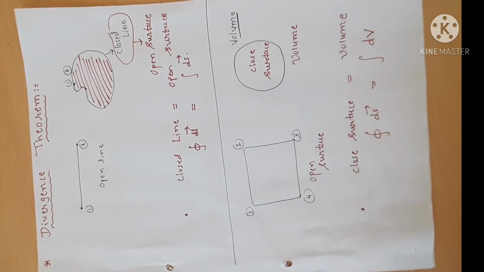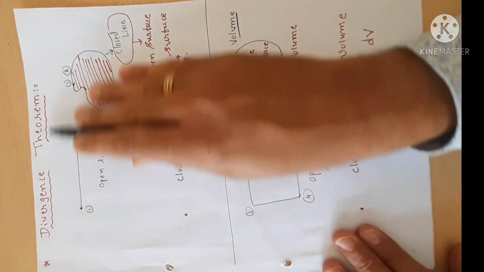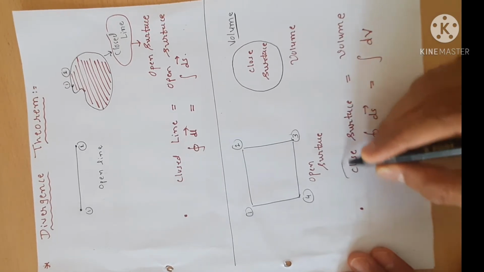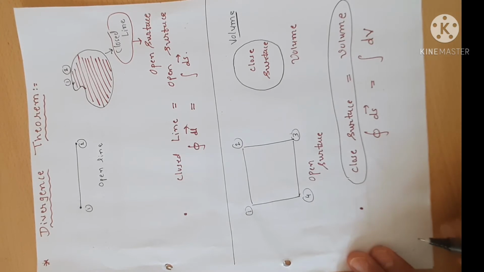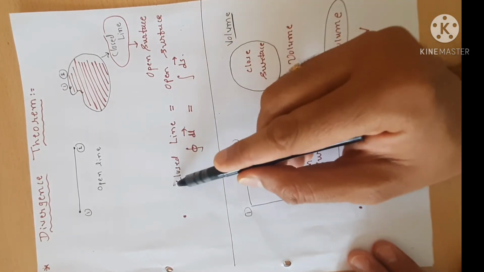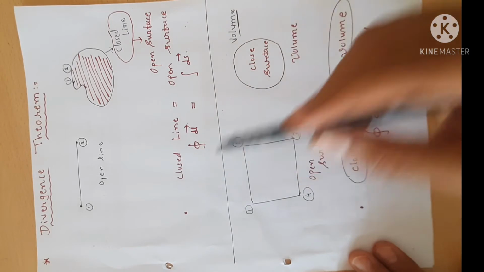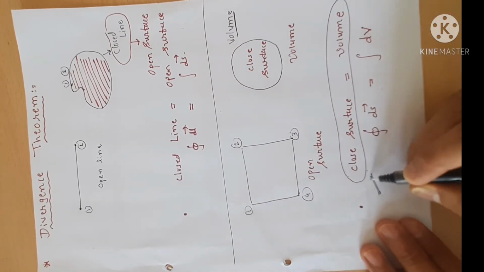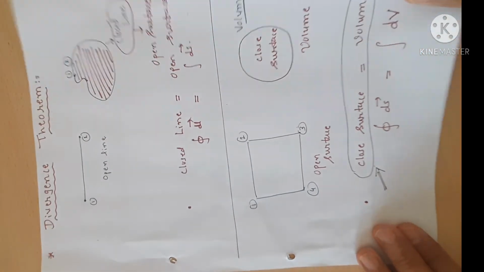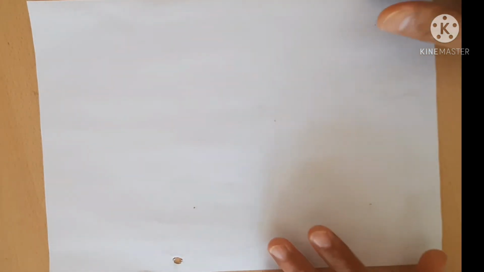So the divergence theorem is used to convert a closed surface into volume. And to convert a closed line into an open surface, we use Stokes theorem, which we will discuss later. But first of all we will discuss this one, the divergence theorem. So now let us discuss what exactly the divergence theorem is, and how we can convert a closed surface into a volume using the divergence.